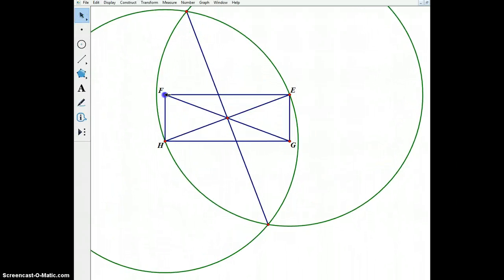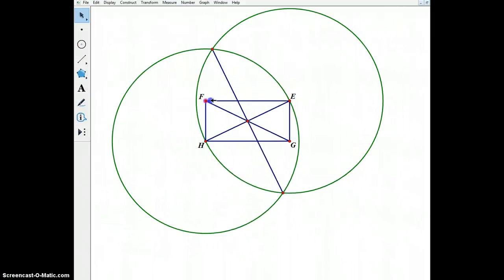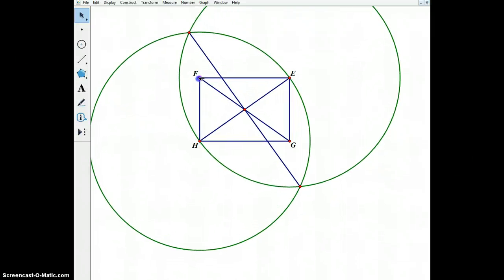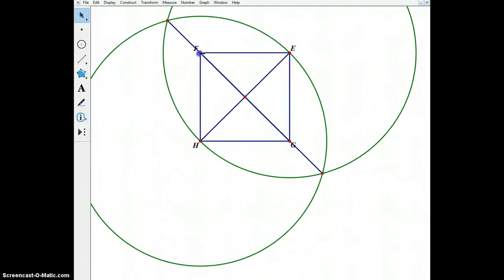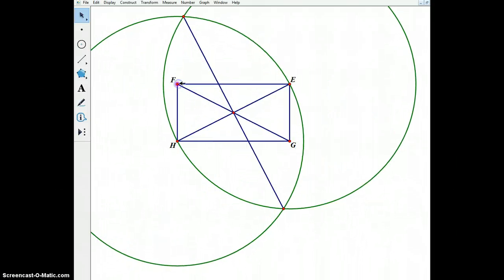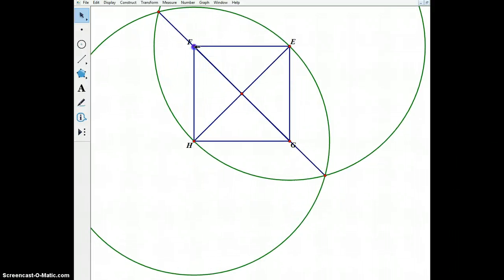However, when we change the shape of the rectangle, it is not always at 90 degrees. However, there is an instance where the perpendicular bisector is the same as FG, is along the same line. But if we change the shape just a little bit more, it changes. So then, let's talk about what is this shape right here.